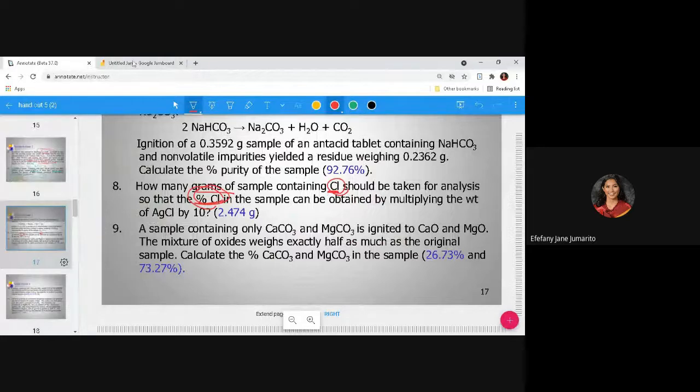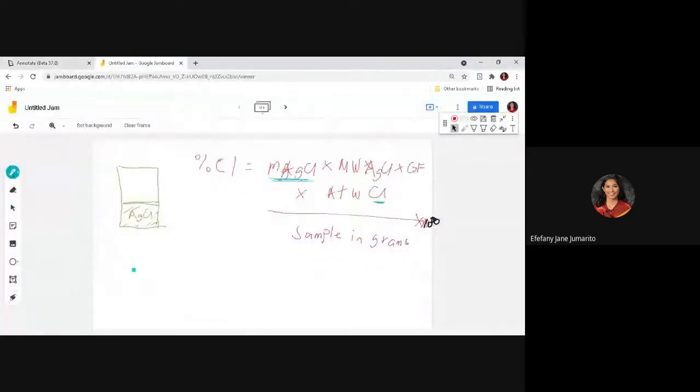Did I present the chloride class? Please read. The percent Cl in the sample can be obtained by multiplying the weight of AgCl by 10. So grams of AgCl times a factor of 10, that will be your percent Cl. So we have that one.